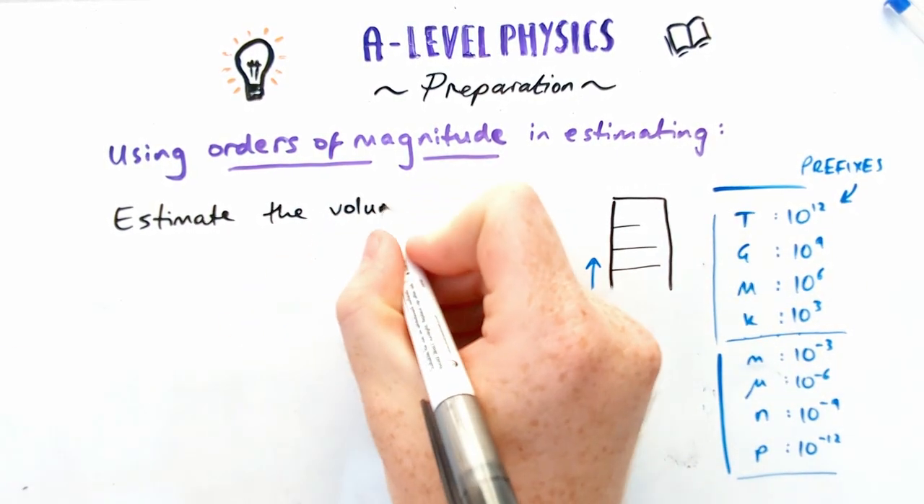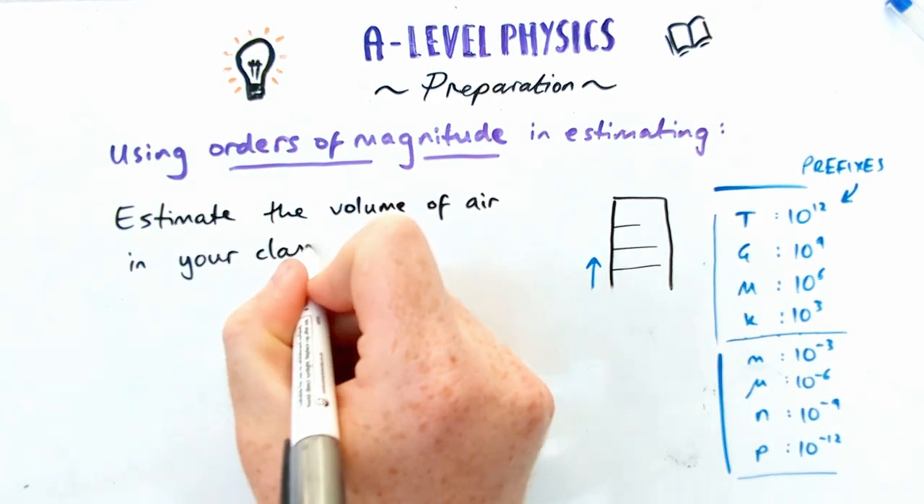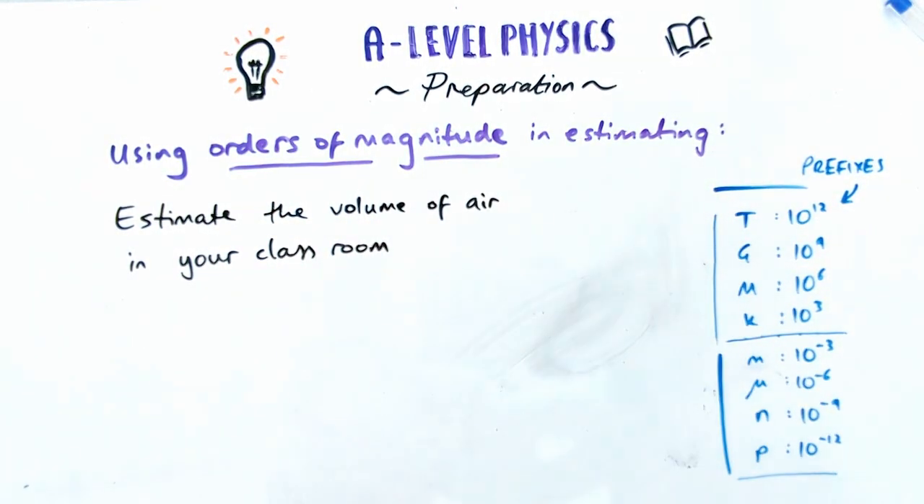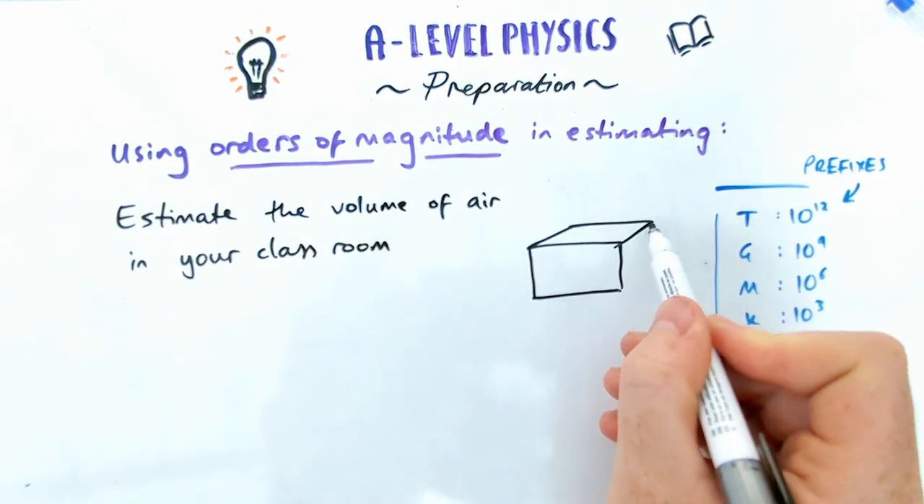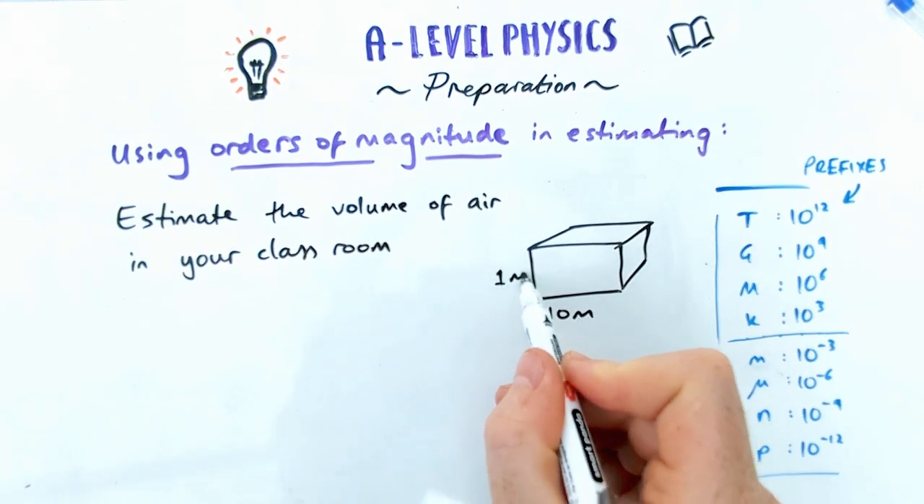So let's have a look at another one now. These are going to get a little bit trickier and kind of a little more abstract. And there are definitely different ways of doing these with different assumptions, etc. Okay, so this next one we're going to look at is estimating the volume of air in a classroom. Now, obviously, depending on your classroom, depending on the shape of it, etc.